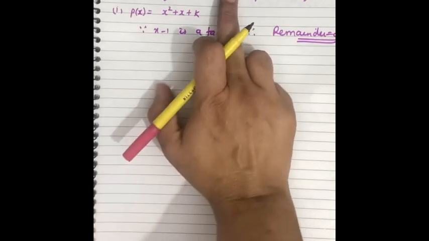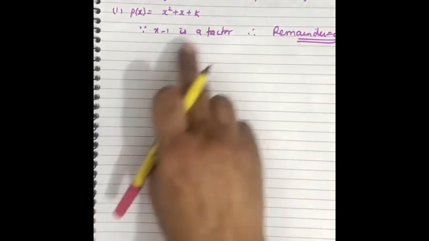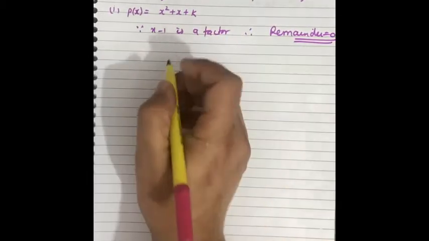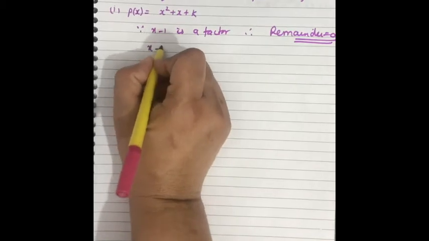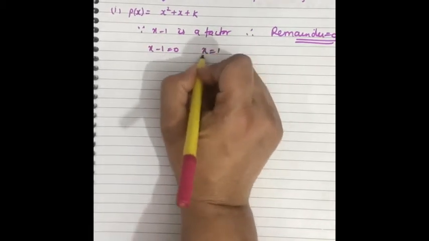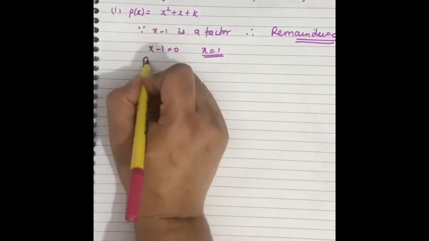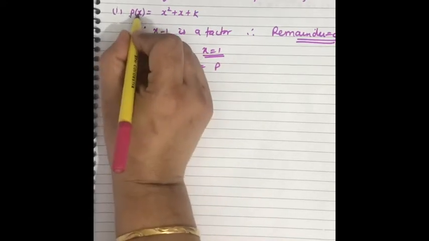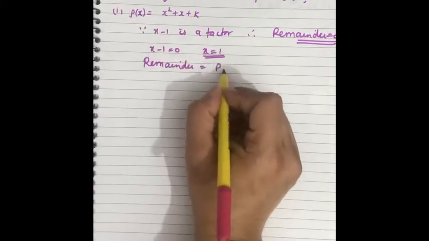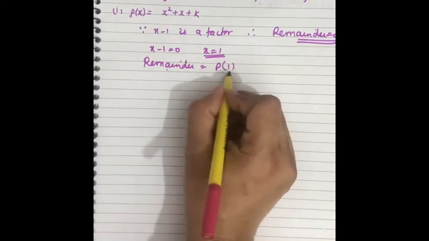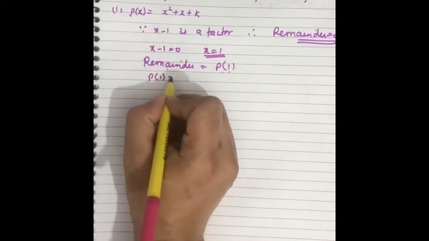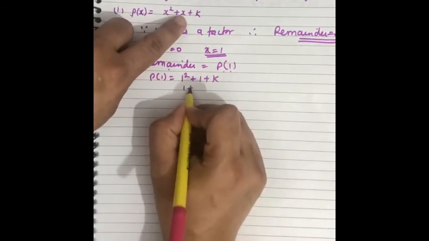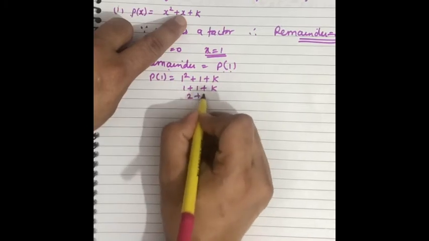Okay, now we'll find the value of k if x minus 1 is a factor. If x minus 1 is a factor, therefore remainder will be 0 in this case. We will find the remainder. We'll take x minus 1 is equal to 0, x is equal to 1. So remainder in that case is polynomial at 1, because x is coming as 1. Remainder is p of 1. We'll find the value. Here we'll write 1 square plus 1 plus k, which is equal to 2 plus k.